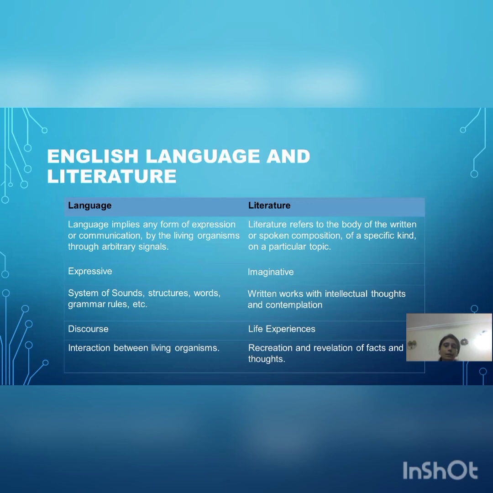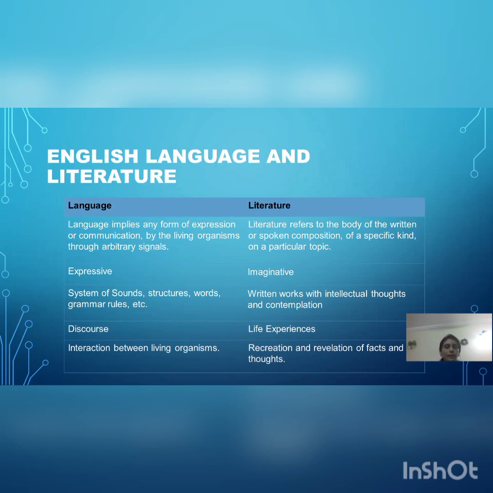Now come to the differences which language and literature have. Language implies any form of expression or communication by a living organism through arbitrary signals. ठीक है, आप लैंग्वेज यूज करते हैं कम्युनिकेशन के लिए डिफरेंट सिग्नल्स के थ्रू. ठीक है, वो रिटन फॉर्म में भी होते हैं, वो आपके साइंस भी होते हैं. सो दैट इज कॉल्ड लैंग्वेज, by which you can express your thoughts and feelings and ideas, and the main purpose is communication. Now literature refers to the body of written or spoken composition of a specific kind on a particular topic. लेकिन literature जो है वो body of written work है, that is confined to written or spoken composition of any specific kind of work on a particular topic. So this is the basic difference of the definitions or the concept of language and literature.